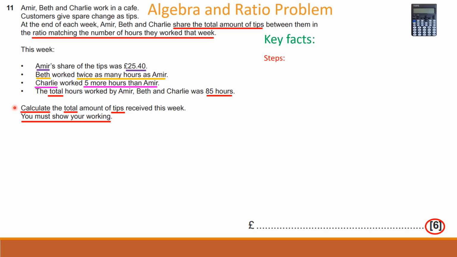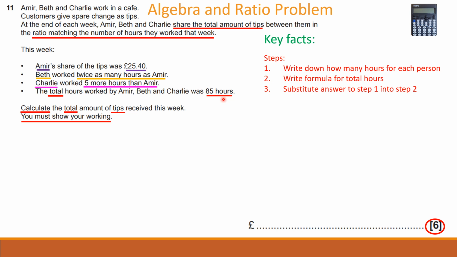Now the key facts. The steps that you need to be able to answer this question. First of all, you need to work out how many hours for each person. So we're going to be using this fact here. How many hours does each person work in relation to Amir? Step 2, you've got to work out formulas for the total hours. So when you add together Amir, Beth and Charlie, or A, B and C, you've got to work out the total. In this case, it is 85.